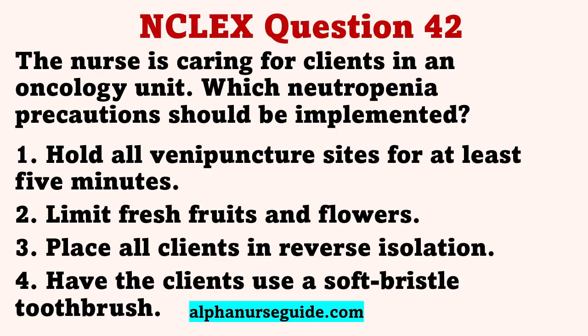The nurse is caring for clients in an oncology unit. Which neutropenia precautions should be implemented? 1. Hold all venipuncture sites for at least 5 minutes. 2. Limit fresh fruits and flowers. 3. Place all clients in reverse isolation. 4. Have the clients use a soft bristle toothbrush.